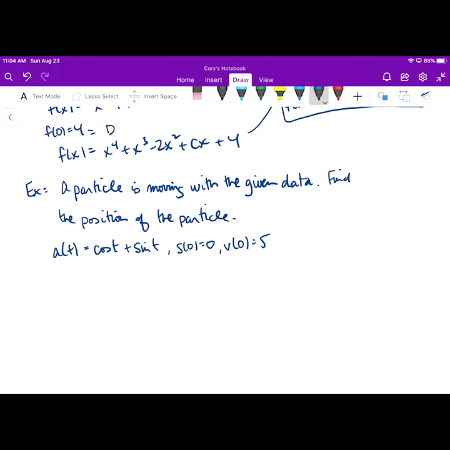given the acceleration at time t is equal to the cosine of t plus the sine of t. We're told s of 0, which is the initial position, is 0, and v of 0, which is the initial velocity, is 5. Okay, so I want you guys to find the position s of t. Go ahead and pause the video whenever you're done. Go ahead and unpause it, and then we'll take a look at the solution together.